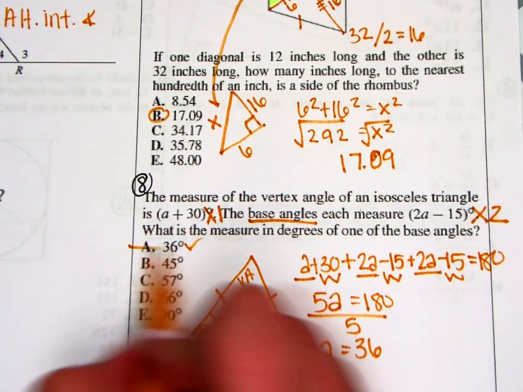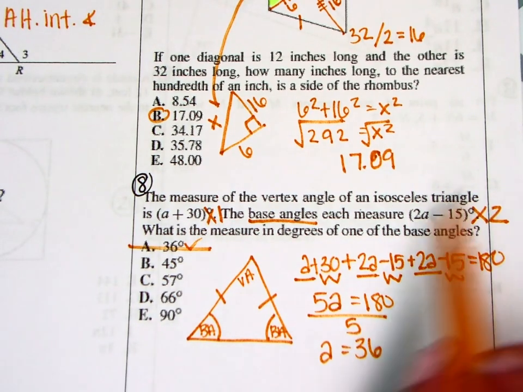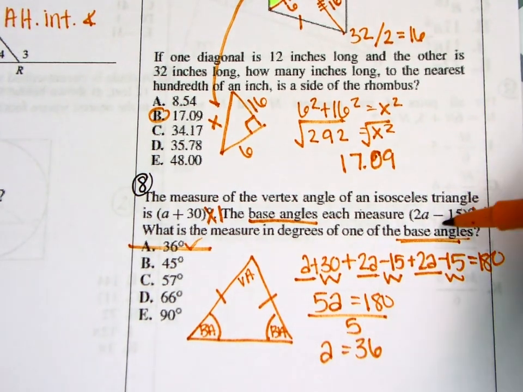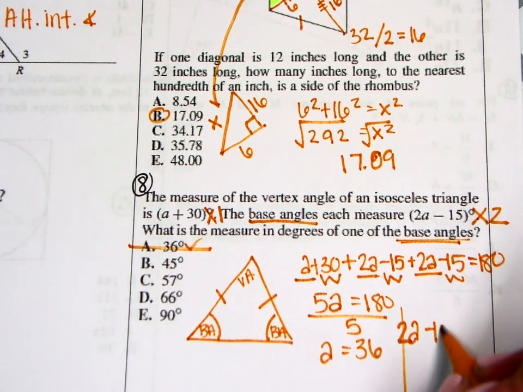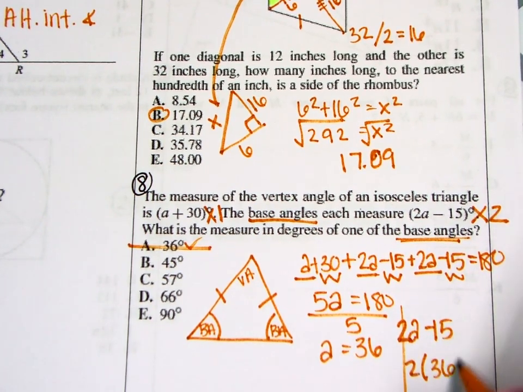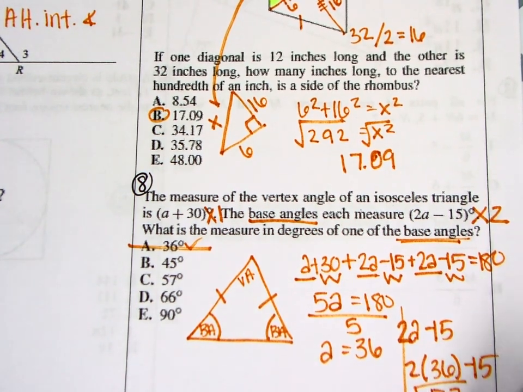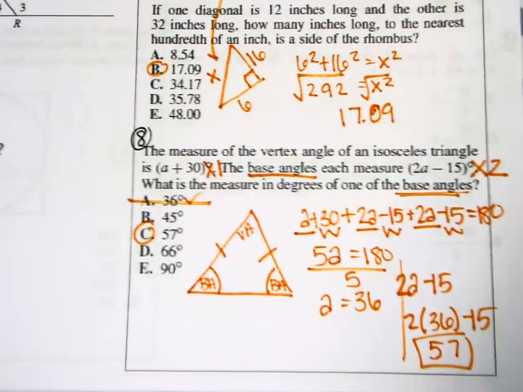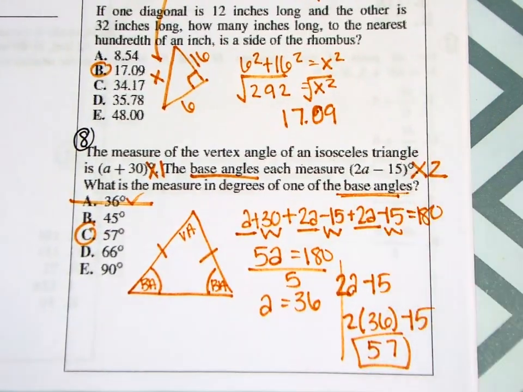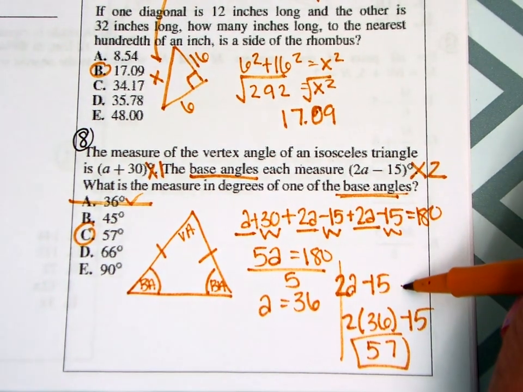It wants to know the measure of a base angle. Well, the base angle measurement is 2a minus 15. So 2 times 36 minus 15 is 57, which is the correct answer. Sorry, you can't see that. So just be careful. Yes, the value of the variable is the first choice, but that is not what we want. We want the base angle, so we have to plug in the base angle here.